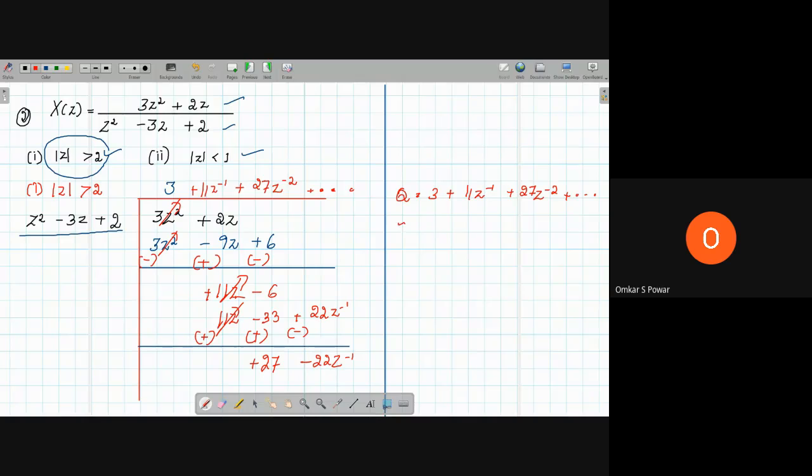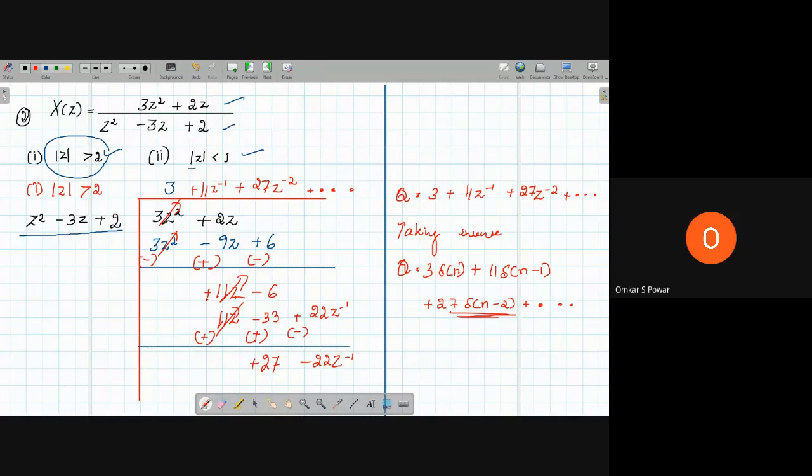So let's take the inverse of this one. Taking the inverse, what will we get? Q is equal to 3 into del of n plus 11 into del of n minus 1 plus 27 into del of n minus 2, and so on. So this is your inverse z transform for mod z greater than 2.